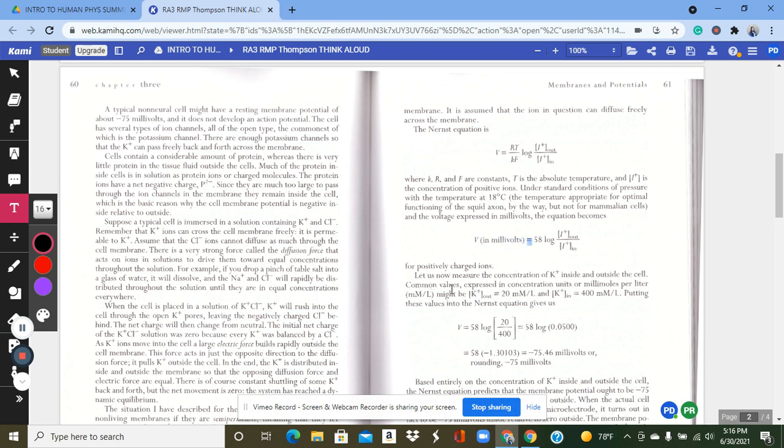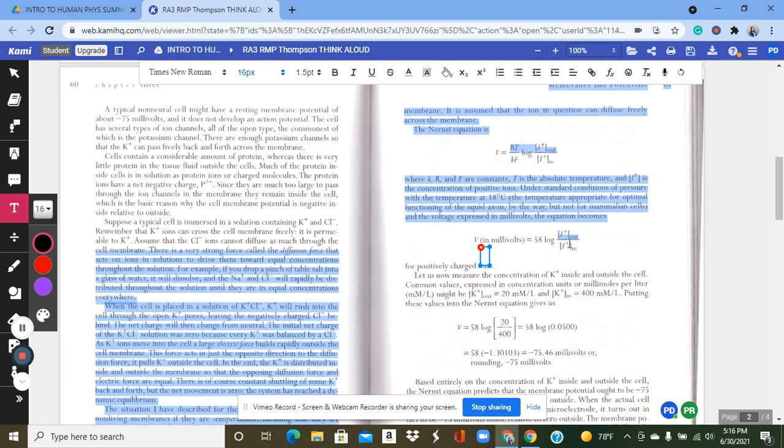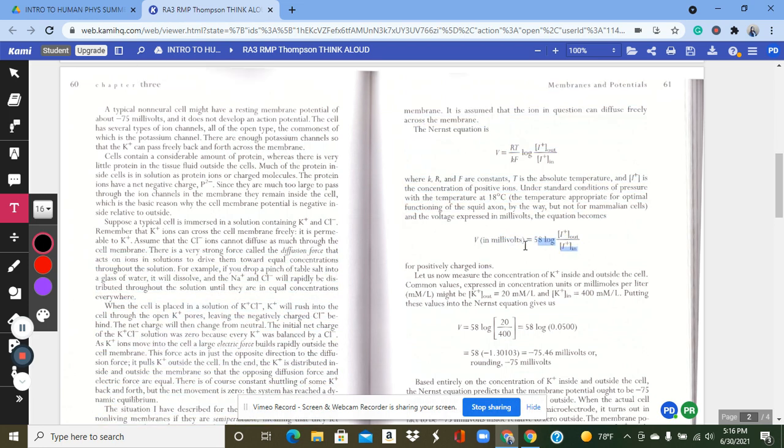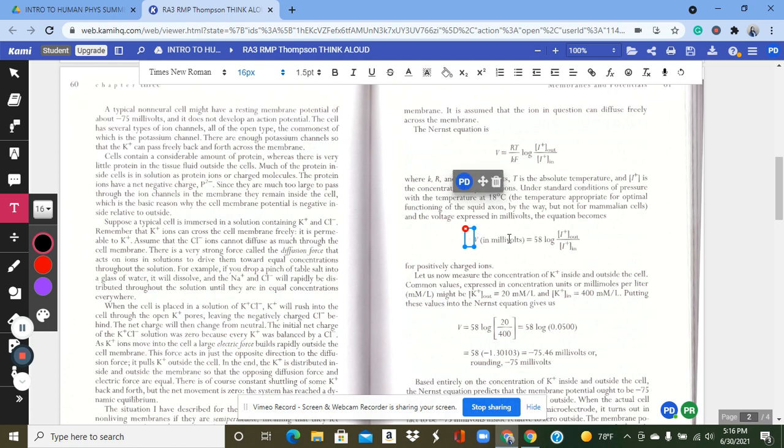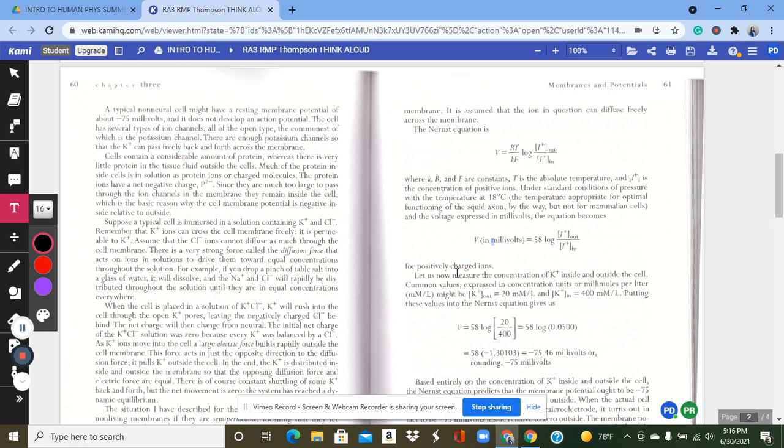Okay, so it's different when the voltage is expressed in millivolts, but I think it's... Is it the same as this one? Or is it just... I'm not sure about that.